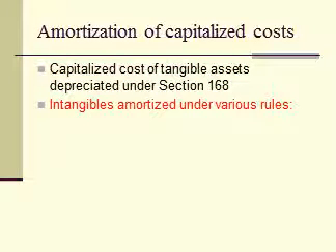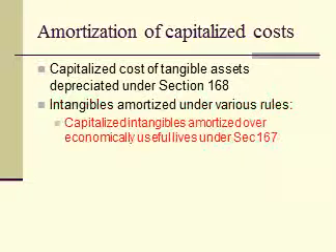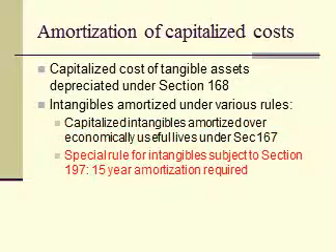The capitalized cost of intangible assets is amortized under a variety of rules. Capitalized intangibles are, by default, amortized over their economically useful lives under Section 167, as explained in the text at 7.074. Certain acquired intangibles, however, are amortized over 15 years under Section 197, as explained in the text in Chapter 8.